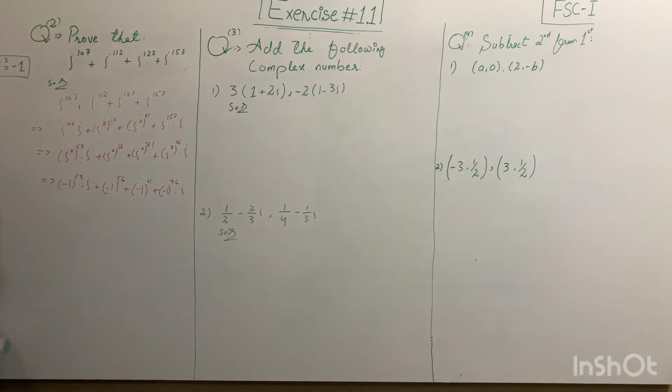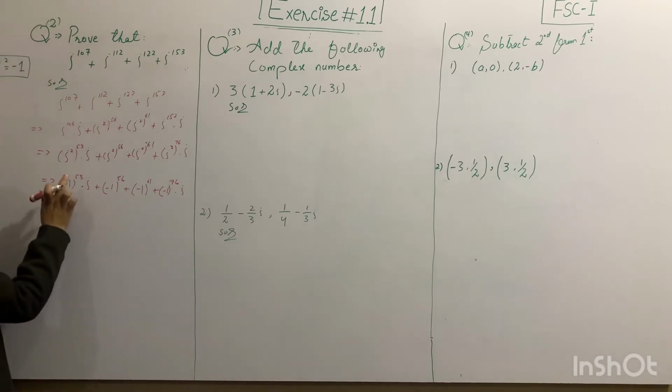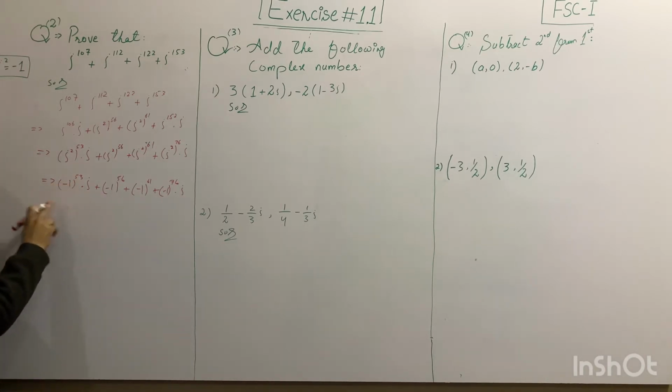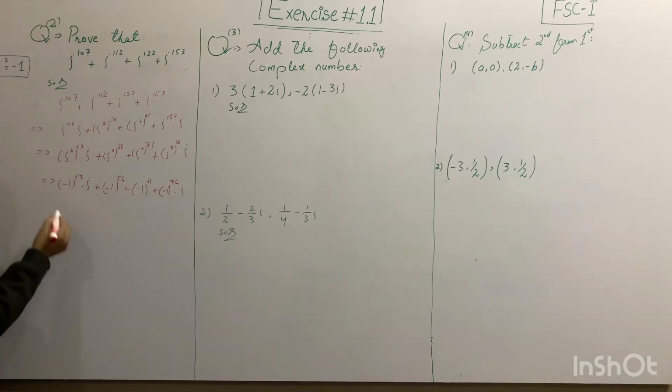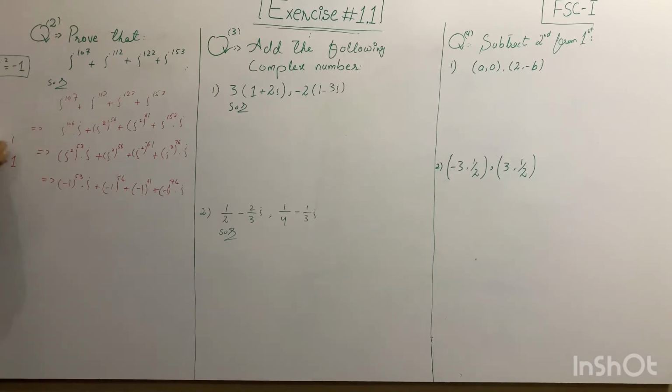Remember that iota square always gives us minus 1. But as we know, when an odd power comes on minus 1, it gives me again minus 1. But if an even power comes on minus 1, it gives me plus 1. Let me write it here. When minus 1 gets an odd power, it gives me again minus 1. But if minus 1 has an even power, it will give me plus 1. So I will circle it. Remember these things, right?